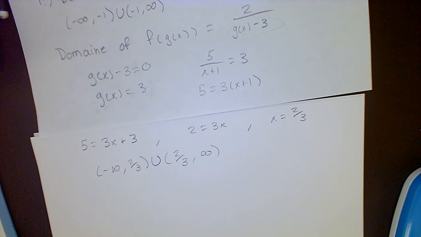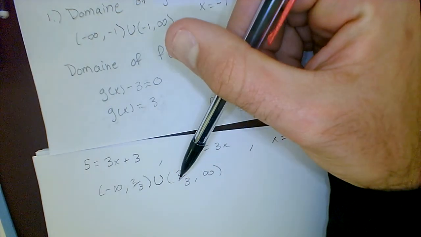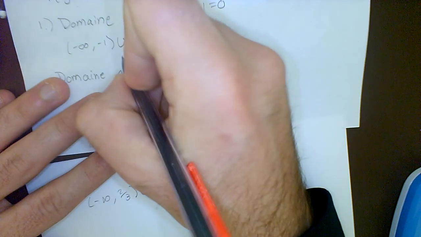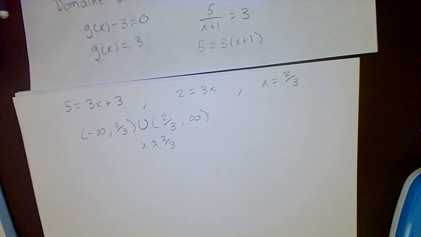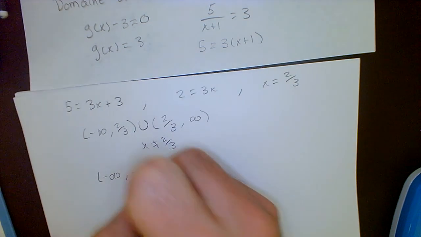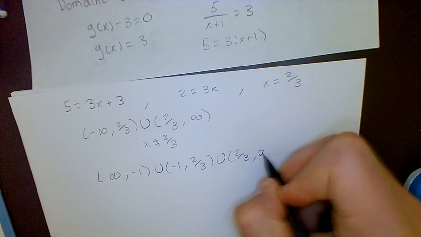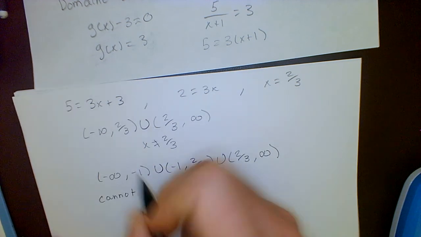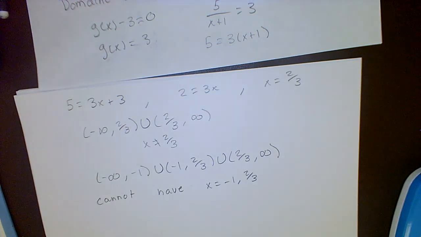So in fact, it turns out that we need both of these things to be true. x cannot be equal to -1, and x cannot be equal to 2/3. Another way of writing this is, this one up here is x is not equal to -1, and this one is x is not equal to 2/3. So you need both of them to be true. So the domain is going to be -infinity to -1, or -1 to 2/3, or 2/3 to infinity. This is the same thing as x not equal to -1 or 2/3. So that's how you find the domain of a composite function.